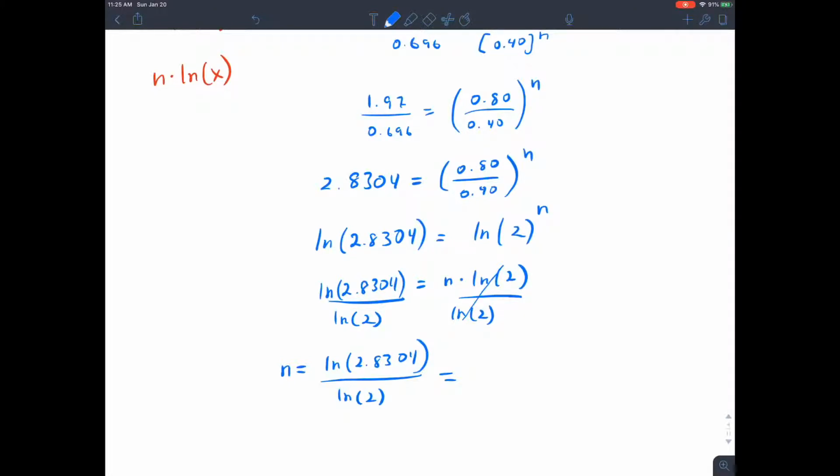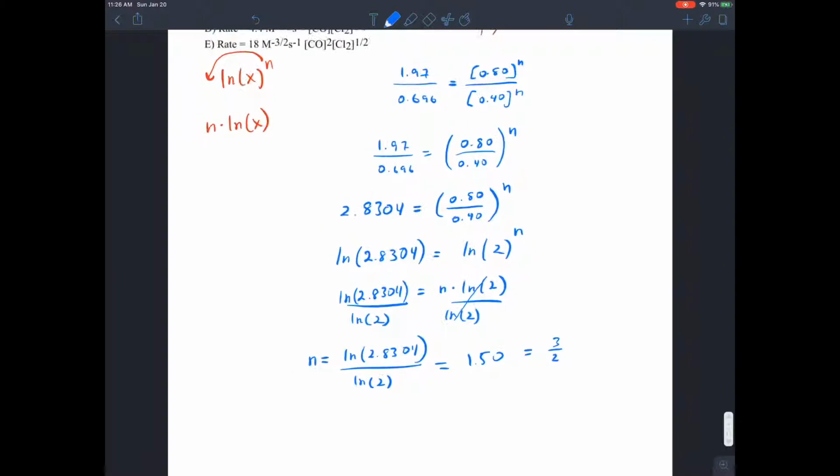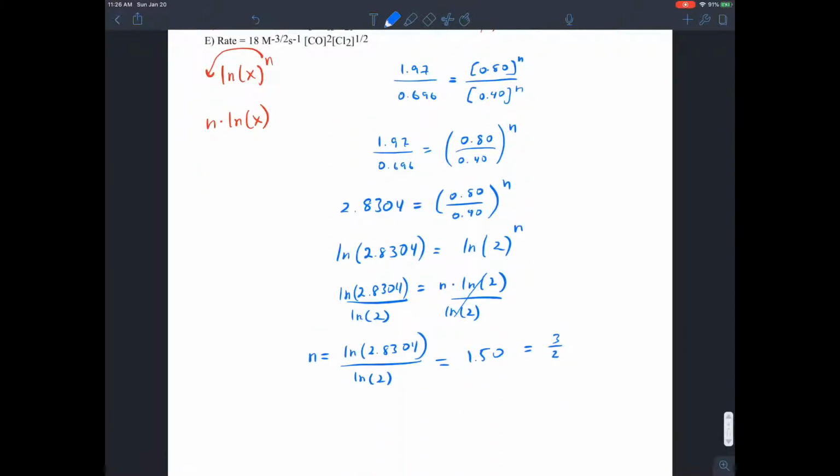So let me get the natural log of 2.8304 going. What do we get? n is equal to 1.501. So going to three significant figures, we get 1.50, which is equal to that 3 over 2 that we were looking at before.